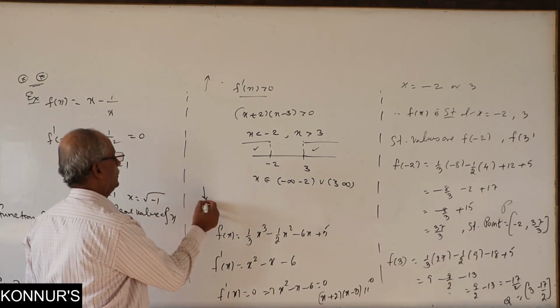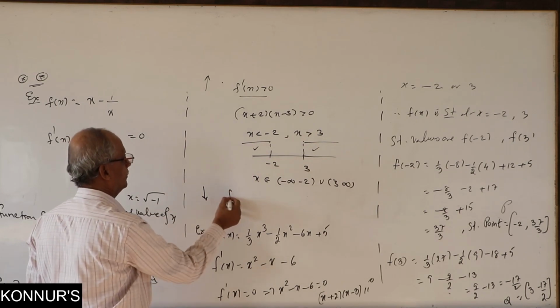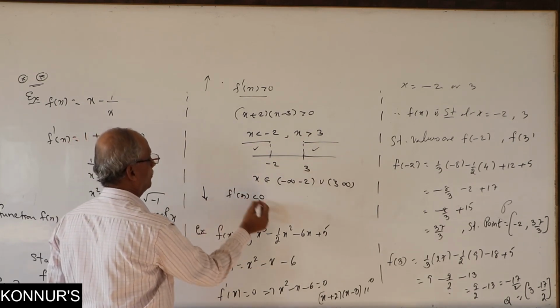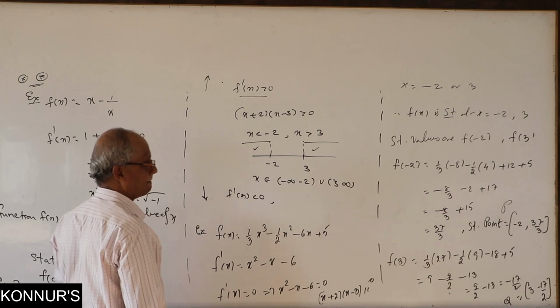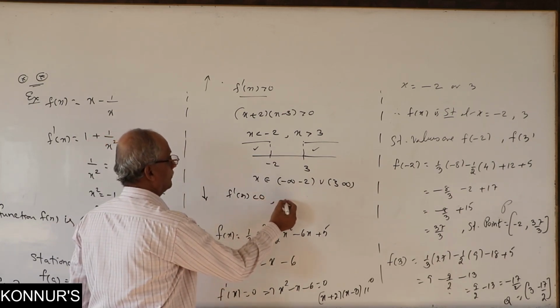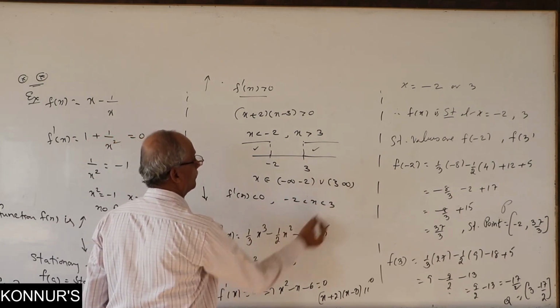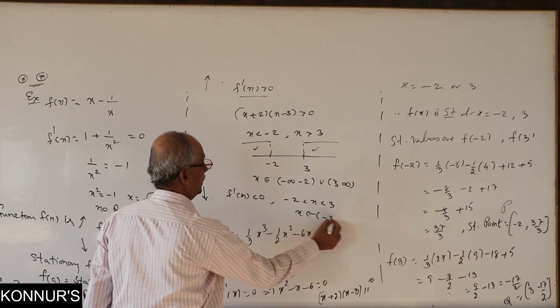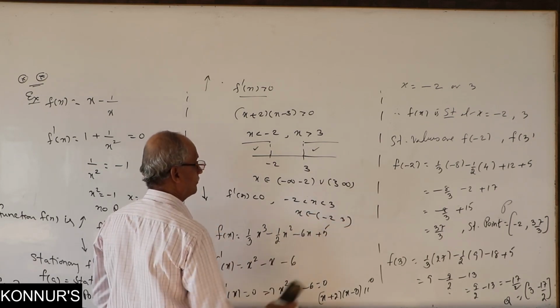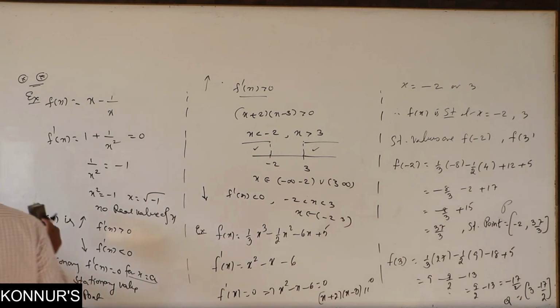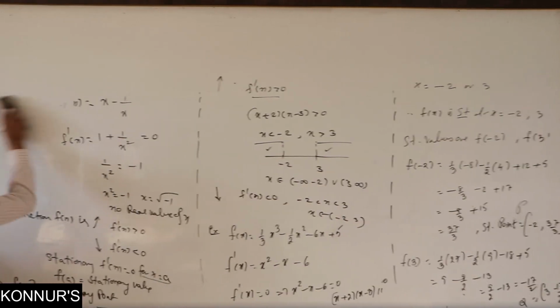Then decreasing is understood as the opposite. The derivative must be less than 0. That means minus 2 less than x less than 3. x belongs to the open interval minus 2 to 3. This is the example for all at a time.